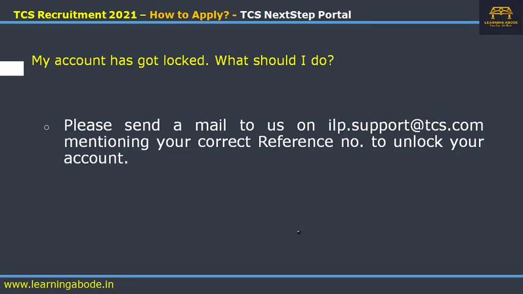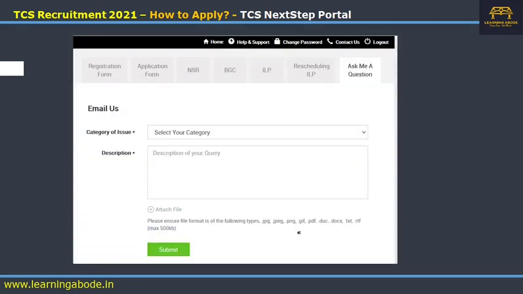Now if your account is getting locked, what should you do? Again, send a mail to ilp.support@tcs.com, mentioning the reference number, to unlock your account. But otherwise, let's say you have forgotten your password, now that is very easy. You just go to the login icon which I showed at first and click on it. If you click on forget password, it'll show the first 3 letters of your email ID, and then the rest of it you can just complete, and then click on the email ID.